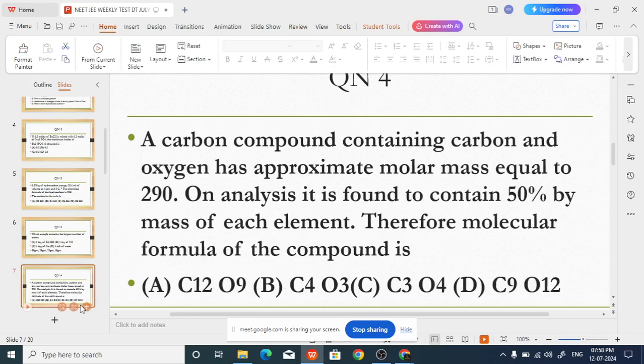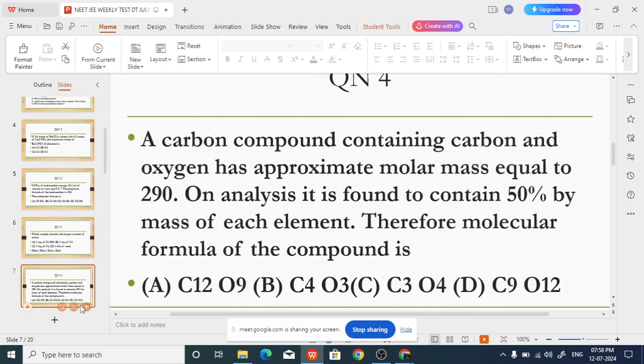A carbon compound containing carbon dioxide has approximate molar mass equal to 290. An analysis is found to contain 50% by mass of each element. Therefore, the molecular formula of the compound is... 50% mass of each element. Molar mass equal to 290.